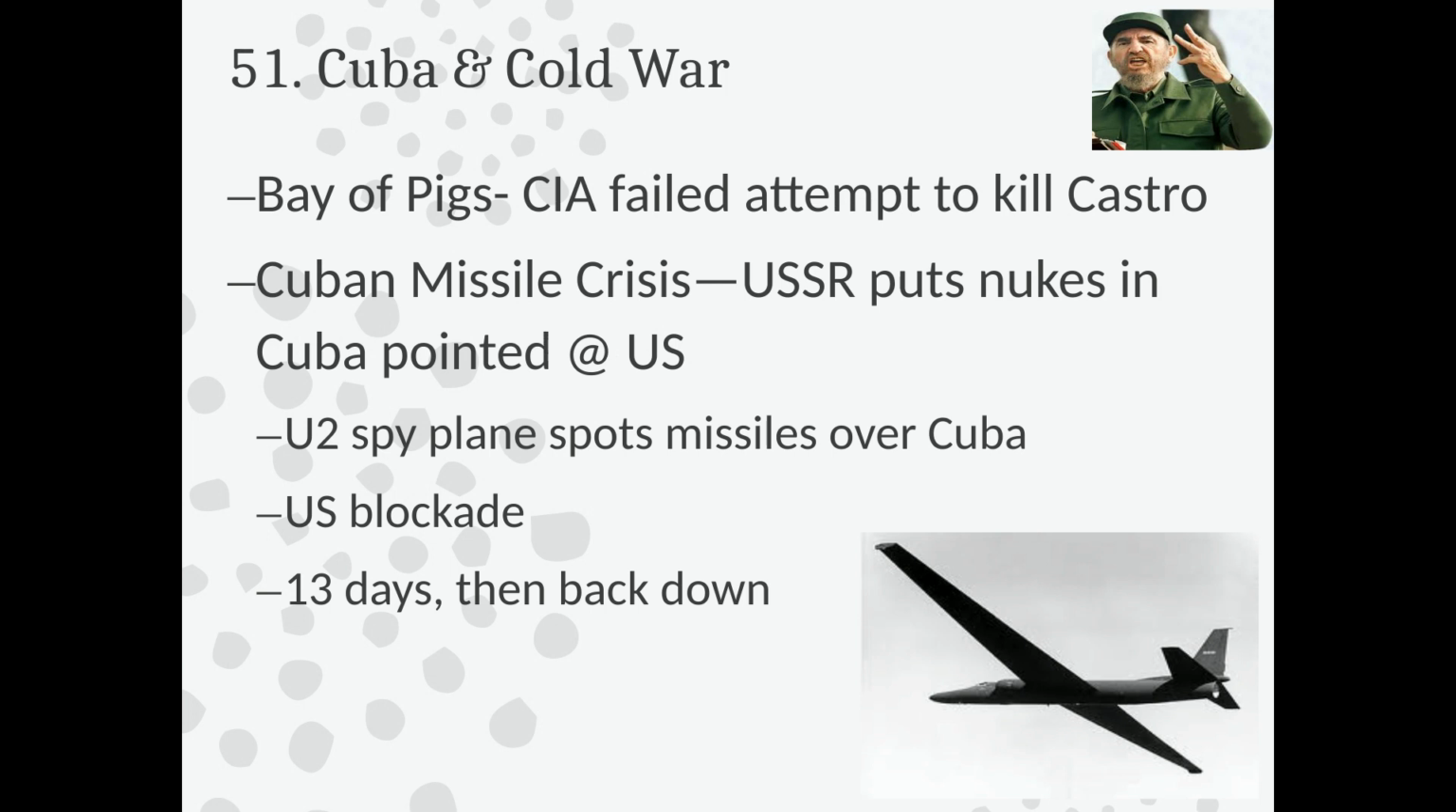Later after that would be the Cuban Missile Crisis, where the Soviet Union is going to put nuclear weapons in Cuba and point them at the United States. During the Cuban Missile Crisis, a U-2 spy plane was shot down when it seized these missiles over Cuba. But we knew the missiles were there due to these U-2 flights, and you see the U-2 plane down there in the bottom right-hand corner. The United States is going to respond by blockading the island of Cuba. This would last for 13 days, and eventually the Soviet Union, which is led by Nikita Khrushchev at this time, is going to back down and end the Cuban Missile Crisis.